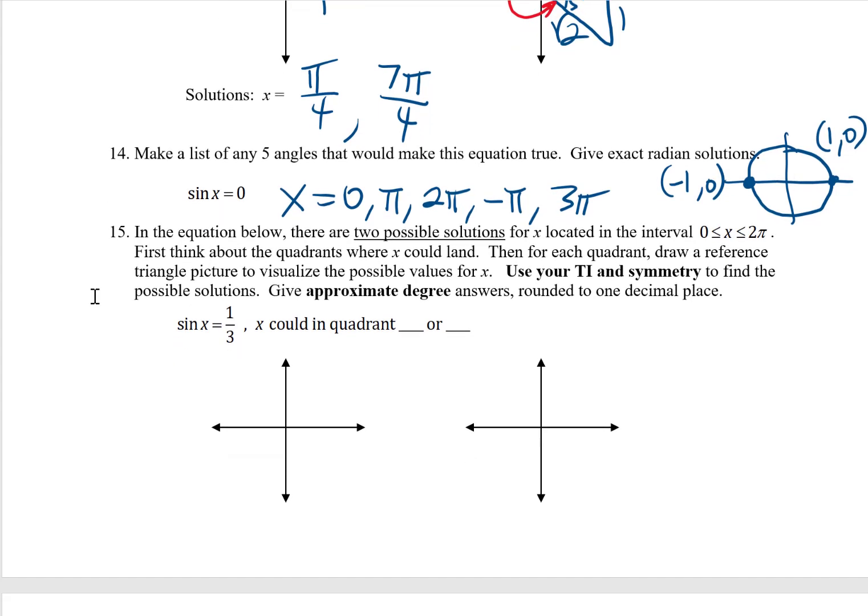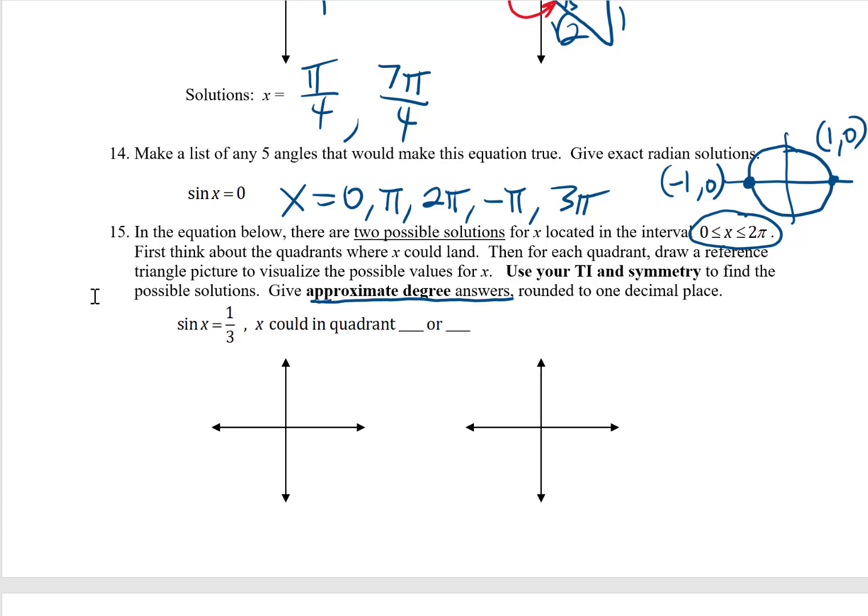And then problem 15 is kind of like that number 13. We're looking for two solutions again in the interval 0 to 2 pi. It's just that this time we're not going to be able to do the work by hand. We're going to have to rely on the calculator a little bit. We are looking for approximate degree answers this time.